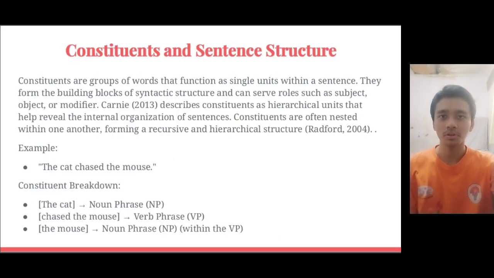Constituents and sentence structure. Constituents are groups of words that function as a single unit within a sentence. They form the building blocks of syntactic structure and can serve roles such as subject, object, or modifier. Kearney 2013 describes constituents as hierarchical units that help reveal the internal organization of sentences. Constituents are often nested within one another, forming a recursive and hierarchical structure (Radford 2004). Example: the cat chased the mouse. To break this down, the cat is a noun phrase, chased the mouse is a verb phrase, and the mouse is a noun phrase within the verb phrase.